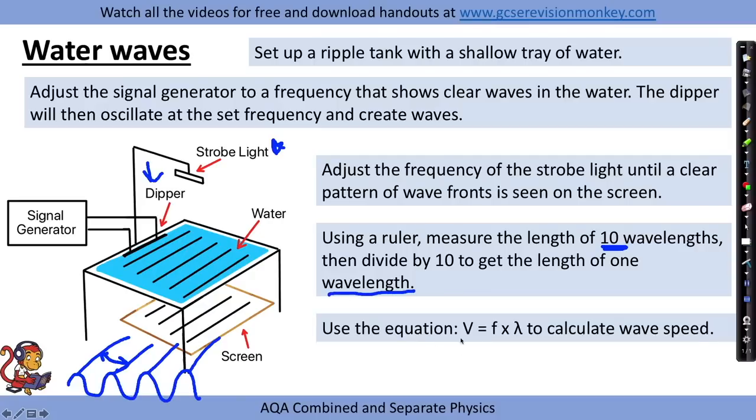Again, we use the equation v equals f lambda to calculate wave speed, and we're getting our frequency from the signal generator that we've set at a very particular frequency, which incidentally will be the same as the strobe light, because to get a clear pattern on the screen they have to match in frequency. And then the wavelength we're going to get by measuring several wavefronts and then dividing by the number of wavelengths that we've got.